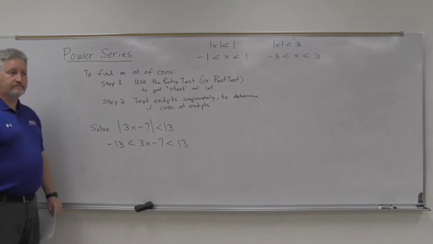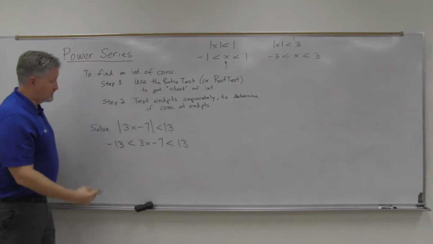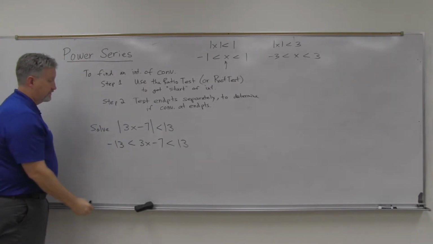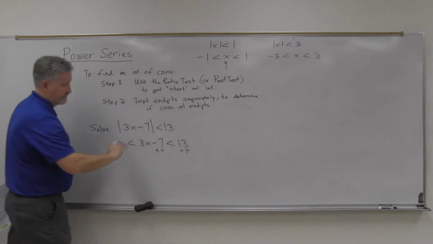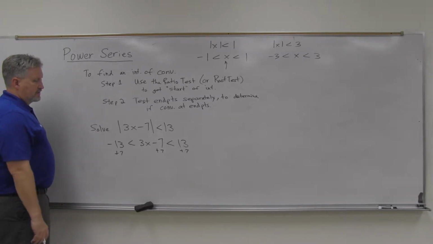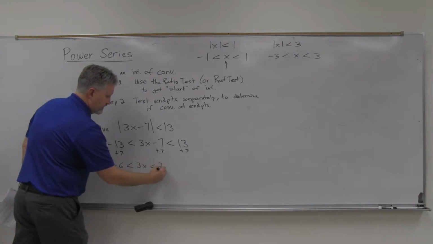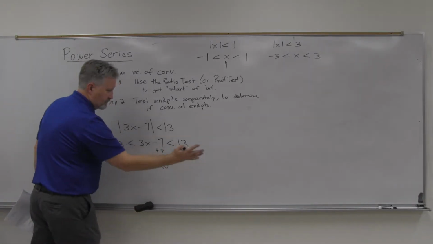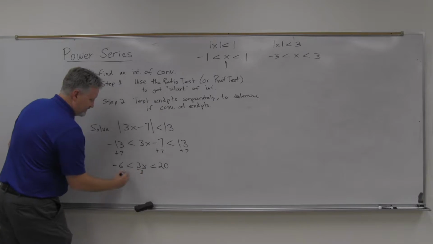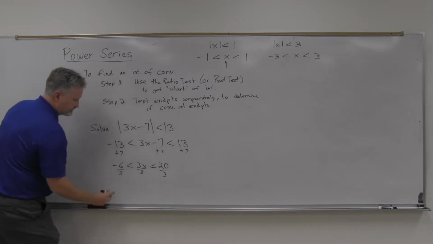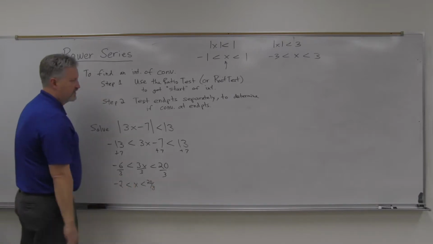And then the goal is to get just x in the middle, so that's just doing our regular thing. We're going to add 7 to all parts, left, middle and right. So that'll make -6 is less than 3x is less than 20. As long as you do it to all 3 parts, it's perfectly legal. Now divide all 3 parts by 3. That's -2 is less than x is less than 20/3. And so now you know what the x values lie between.